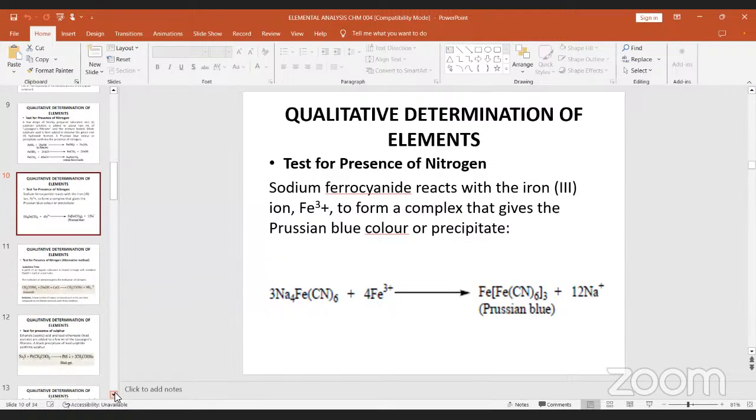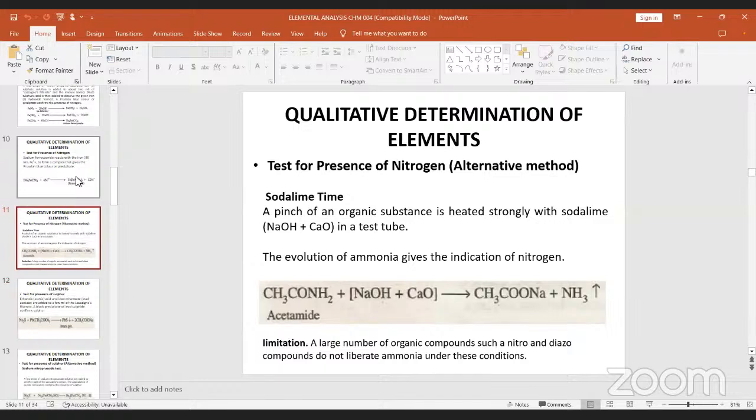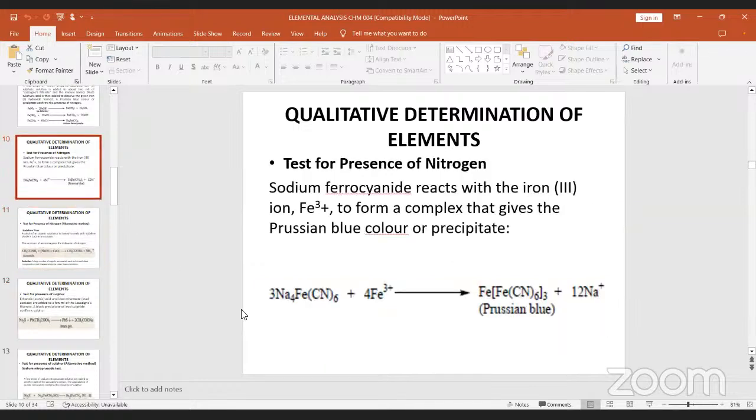This is all. The others are also treated in the same way. You take a little bit of the Lassaigne filtrate. This is for sulfur, but in this case, you are reacting it with lead acetate, okay? And you get a black precipitate. That confirms that you have sulfur in the compound. For the nitrogen that we discussed before, your sodium ferrocyanide that you obtained from the previous series of reactions will give you, at the end of the day, a blue color. That confirms that you have nitrogen in the compound.